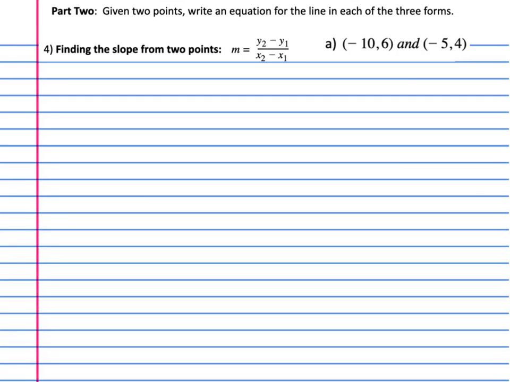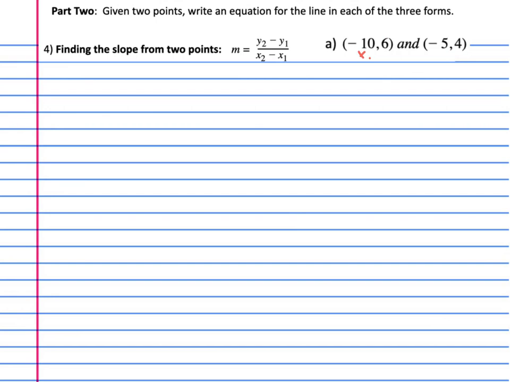Okay, so we are going to take these 2 points that you can see up here on the right. Problem A is negative 10 comma 6 and negative 5 comma 4. And we are going to first find the slope. I'll show you the steps for all this. First thing we do is we find the slope.